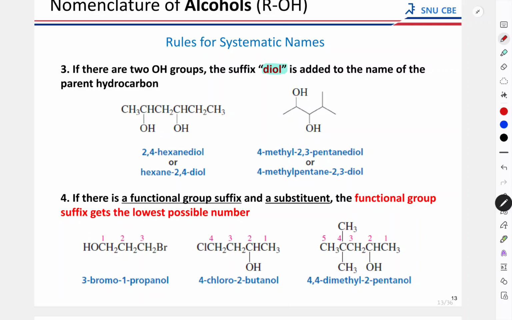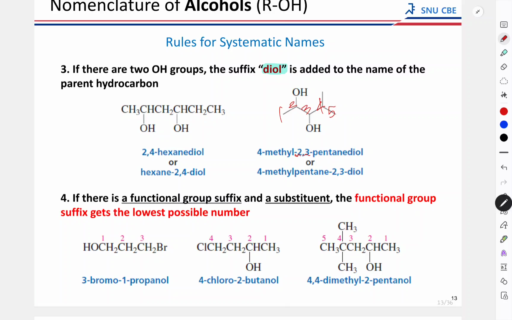This one also has 2 hydroxy groups, and this is pentane, 1, 2, 3, 4, 5. That's the longest possible chain you can identify. Then you have the 2, 3 positions for the hydroxy groups, and 4 with a methyl. So in total, you can make a name like 4-methyl-2,3-pentanediol, or you can locate the 2,3 in between pentane and diol as well.